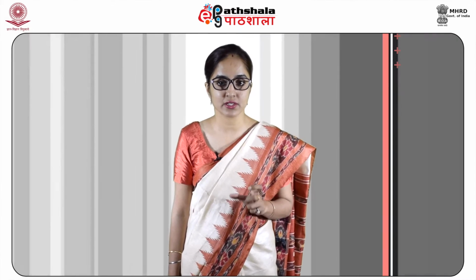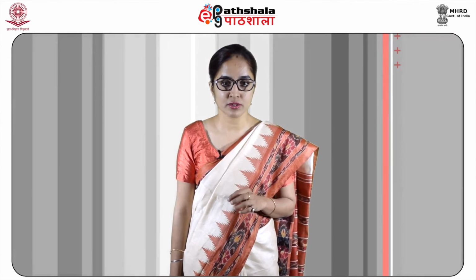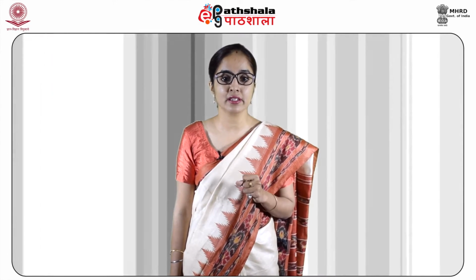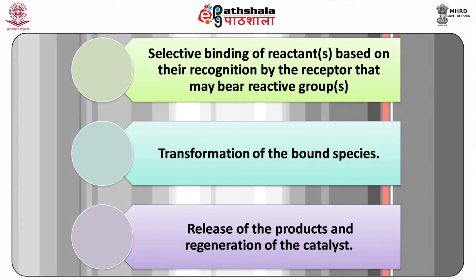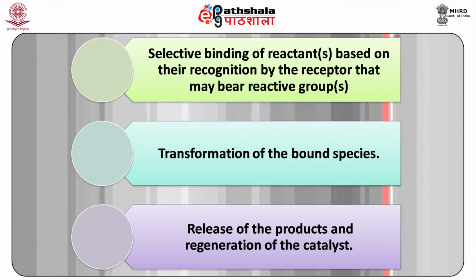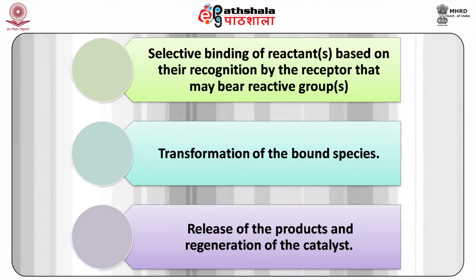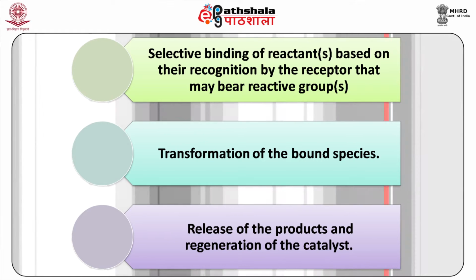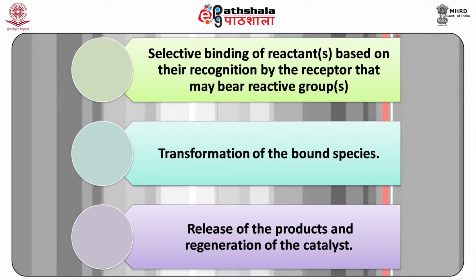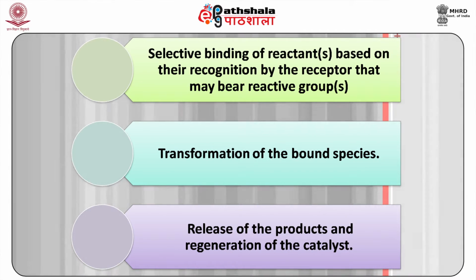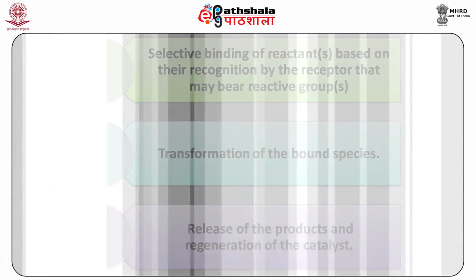Supramolecular catalytic reactions involve binding of a well-defined substrate, that is a reactant, to the receptor, that is a catalyst, and the catalytic process completes in 3 steps. The first step being the selective binding of reactants based on their recognition by the receptor that may bear reactive groups. Second step is the transformation of the bound species. Third is the release of the products and regeneration of the catalyst.